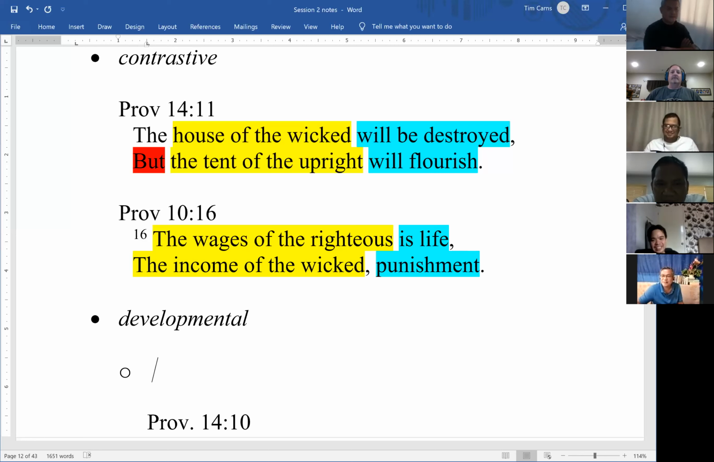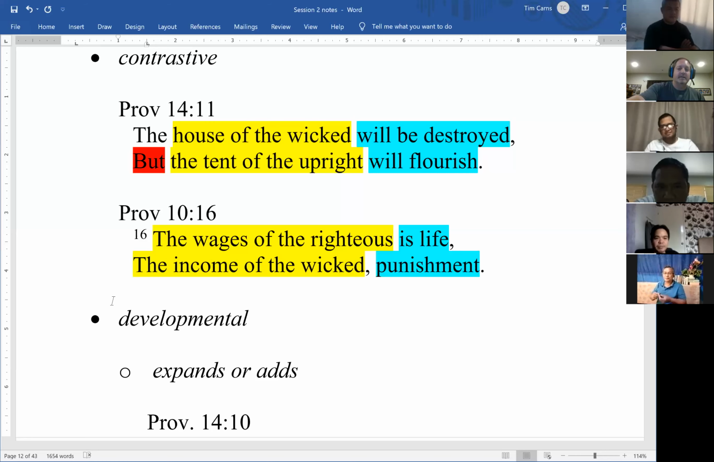Okay, so Brother Narelle, can you tell me what is one type of developmental parallelism? Remember, there are three different kinds. Yes. Expands or adds. Very good. So we have expands or adds. So the second line expands on the other or adds something to the other.